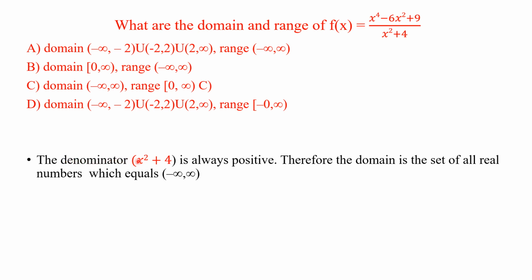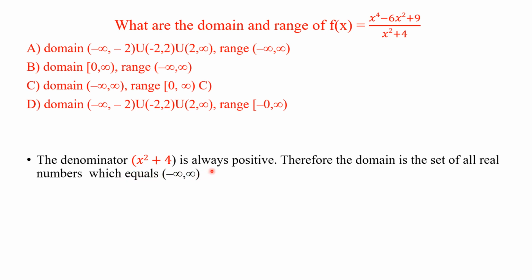The denominator is equal to x squared plus 4. Obviously, the values are always positive. So this denominator will always have a positive value. That means there is no zero in the denominator. Therefore, the domain is the set of all real numbers, which can be represented by negative infinity to infinity.